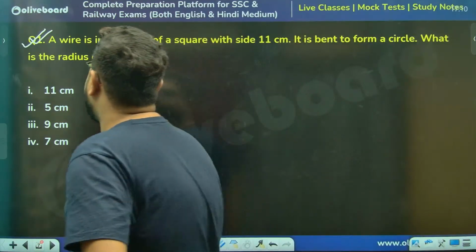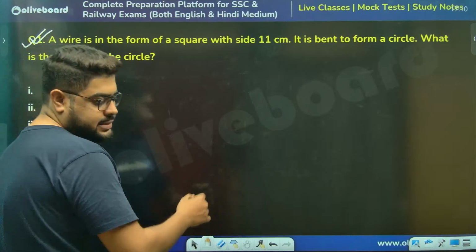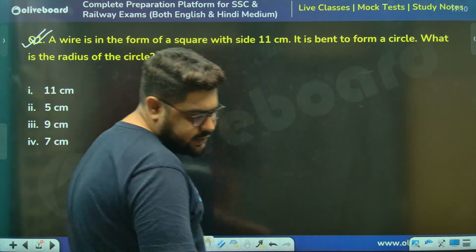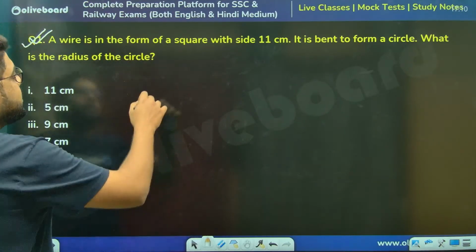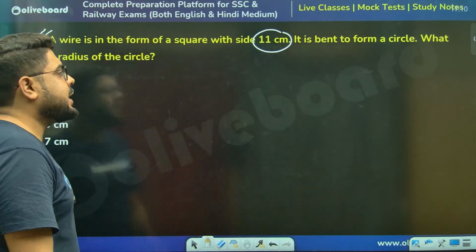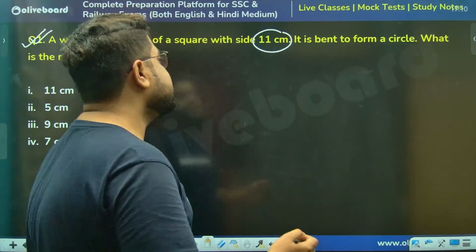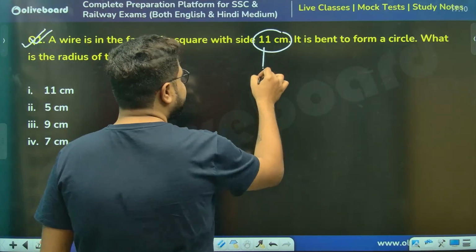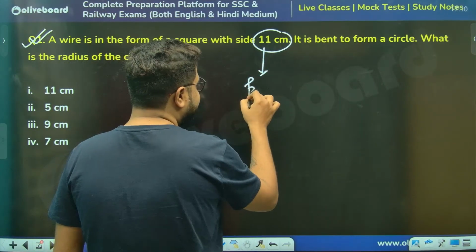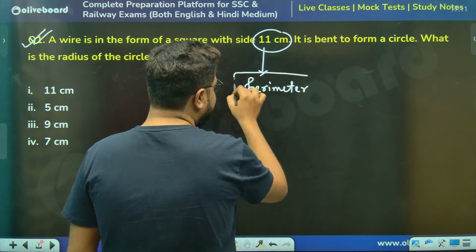Now, a wire is in the form of a square with side 11 centimeters. Ashish is also saying 7. Perfect. Side 11. Now, it is bent to form a circle. If this bending goes on, what remains the same? One thing that remains the same is perimeter.